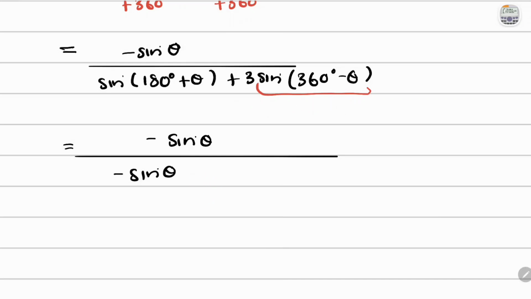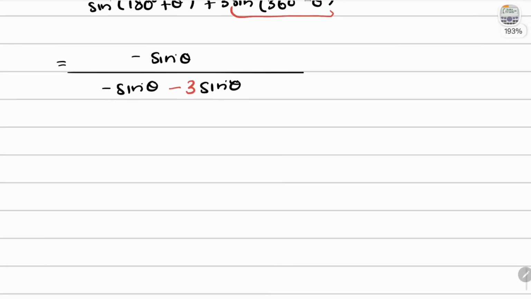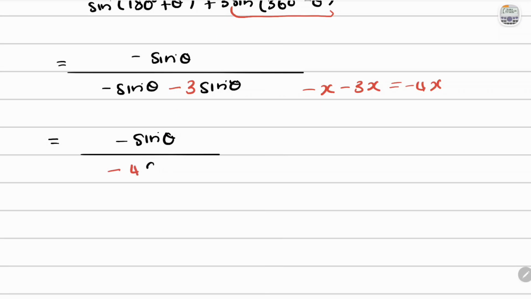So it's giving you negative 3 sine theta. Okay, so whole lot of sine thetas. What we can do is leave negative sine theta on the numerator, but on the denominator, you don't have to take out a common factor because it's not really a common factor situation. These are like terms actually. It's negative sine theta minus 3 sine theta. It's like having negative x minus 3x, which is negative 4x. So in the same way, this is negative 4 sine theta.